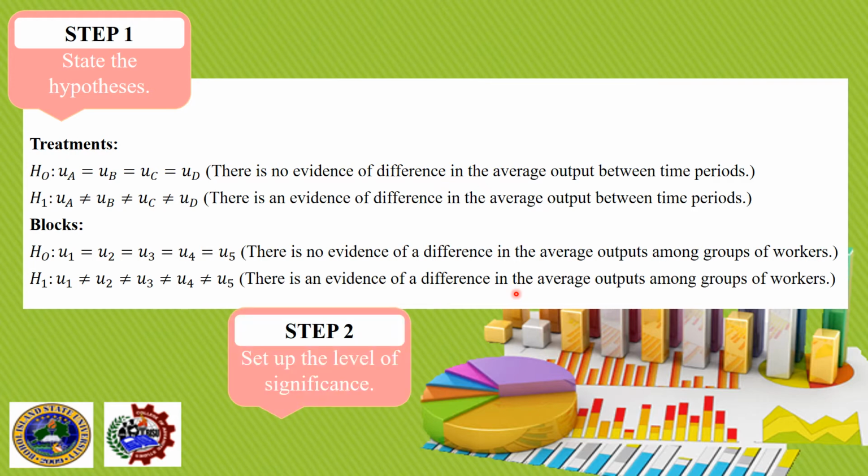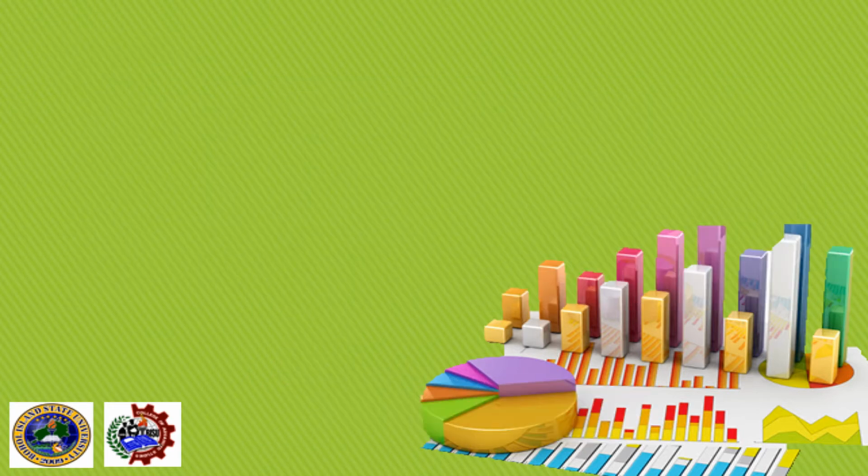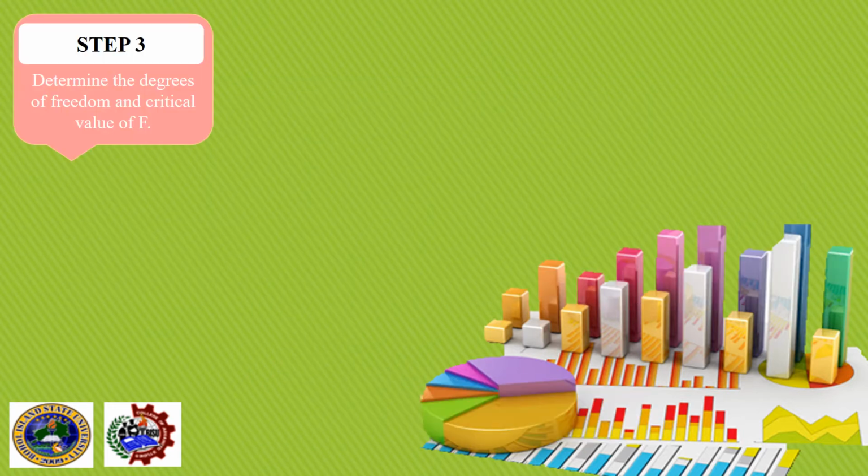For step number 2, we will set up the level of significance. So, in the given problem, our level of significance, or alpha, is just equal to 0.05. Let's have step number 3. We will determine the degrees of freedom and the critical values of F.